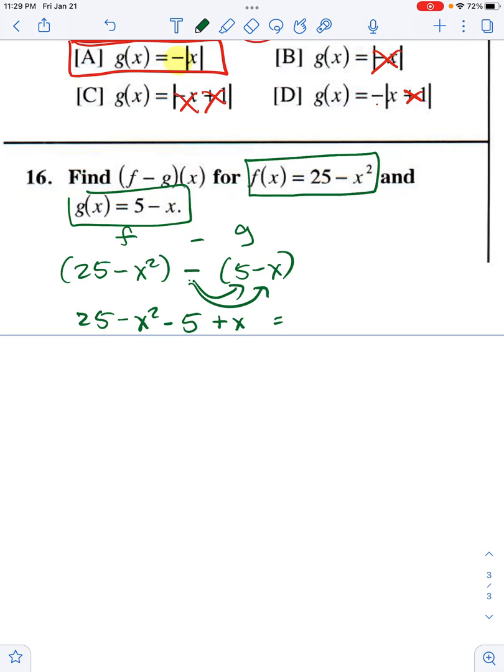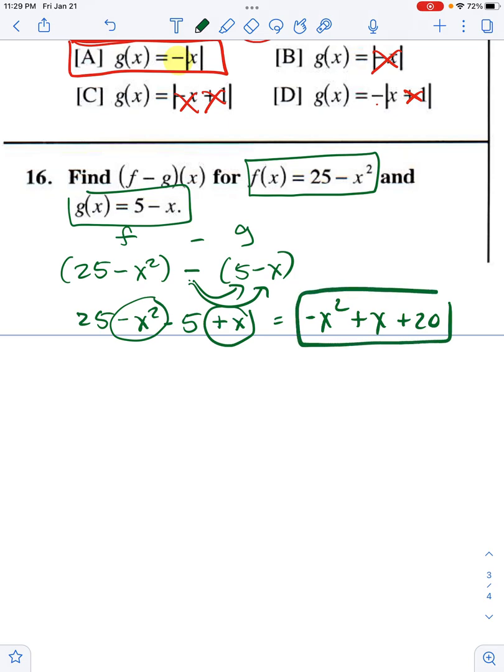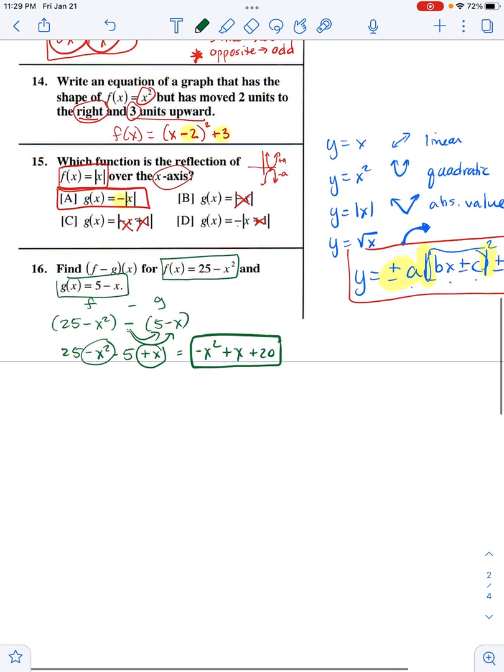And then all you have to do is write it in proper order, meaning highest power of x first, then the next power of x, and then you have a 25 minus 5, so that would leave you with 20. So write it in standard form, highest power on down, because we're in pre-calc.